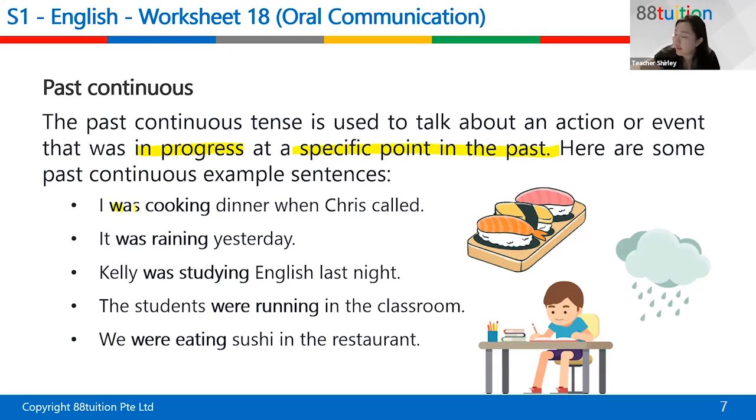It's in progress. It's not done yet. So for example, I was cooking dinner when Chris called. It was raining yesterday. Kelly was studying. The students, because it's plural, were running. We were eating. So all these are your past continuous tense. The students were running in the classroom. We were eating sushi in the restaurant.